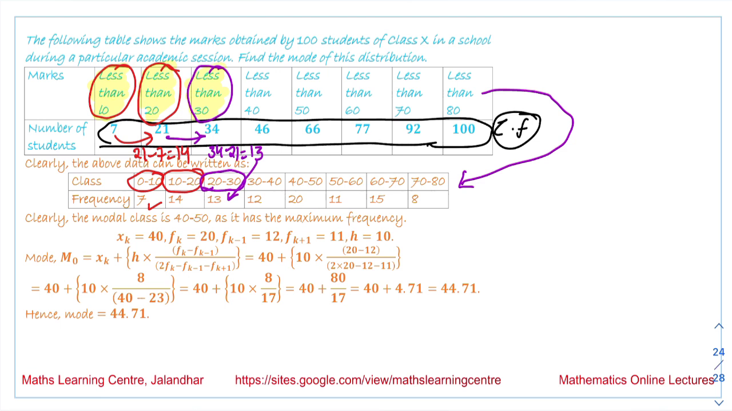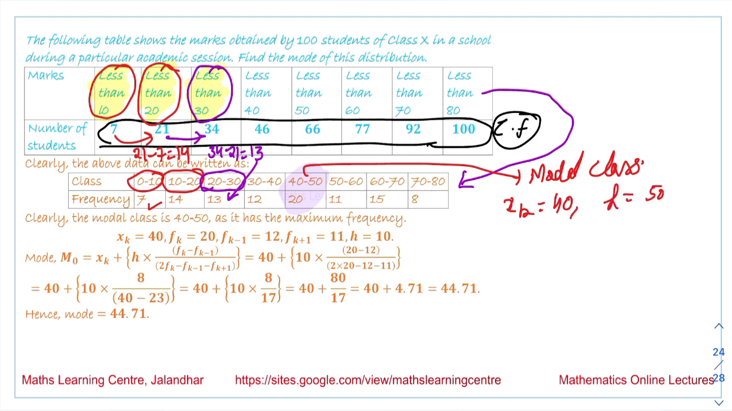Now from this data, what we have to calculate? We have to calculate the mode of this data. So the maximum frequency we have is 20, and it corresponds to the class 40 to 50. So this is the modal class. The value of xk is 40, the value of h is 50 minus 40, which is equal to 10. The value of fi is 20, the value of fi minus 1 is 12, and the value of fi plus 1 is 11.